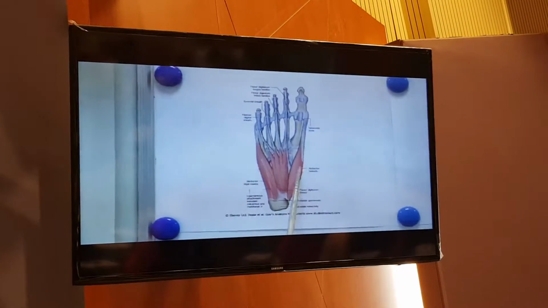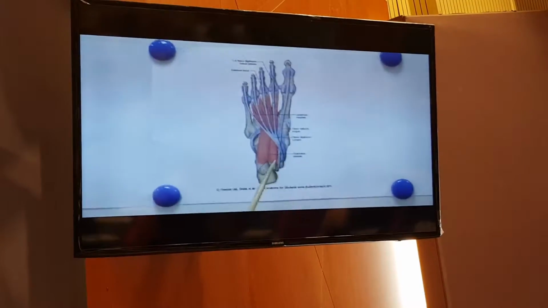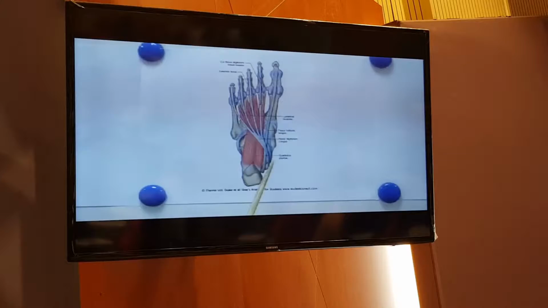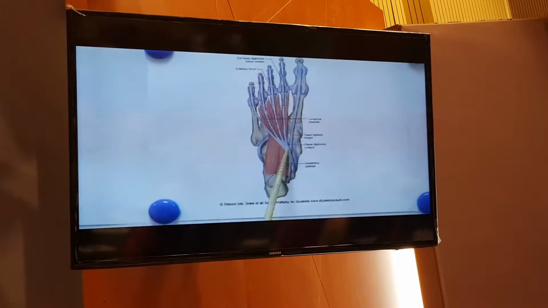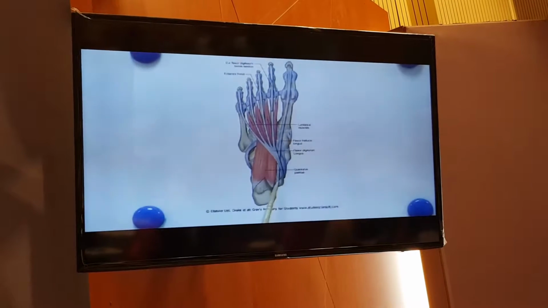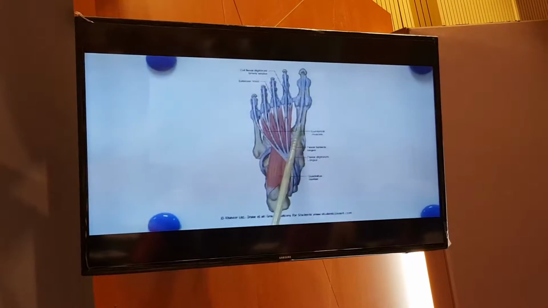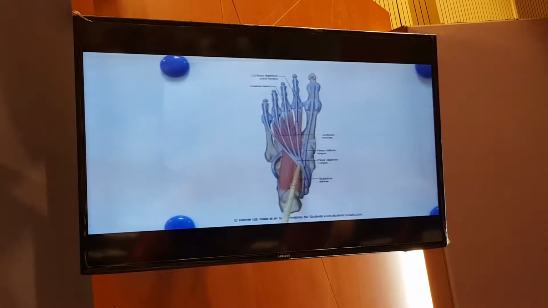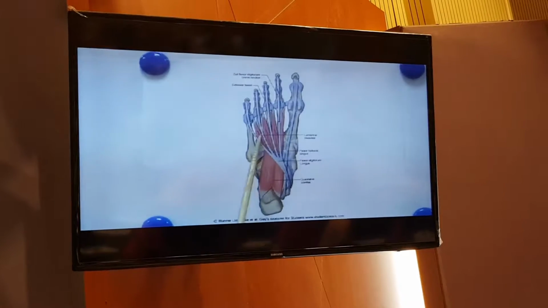Deep to that one is the second layer of muscle. If you see very carefully here, this is the flexor digitorum longus tendon. This is the flexor hallucis longus tendon. The flexor digitorum longus tendon is attached anteriorly by the lumbrical muscle.